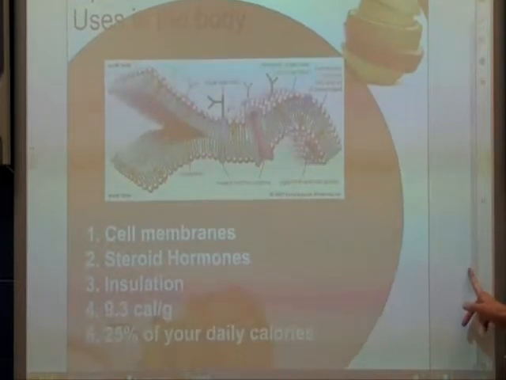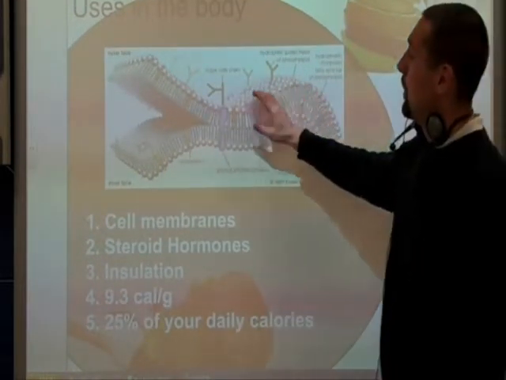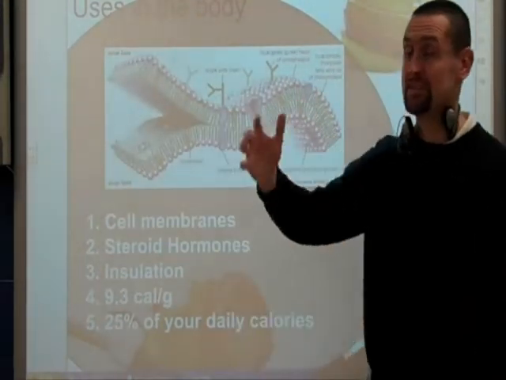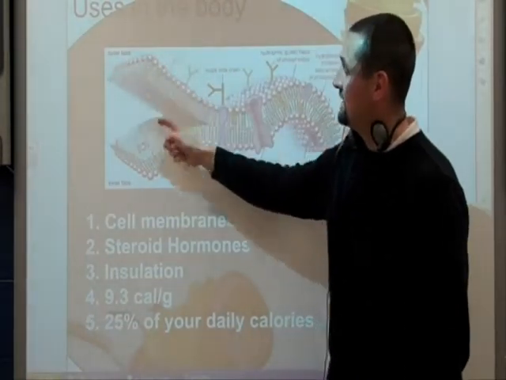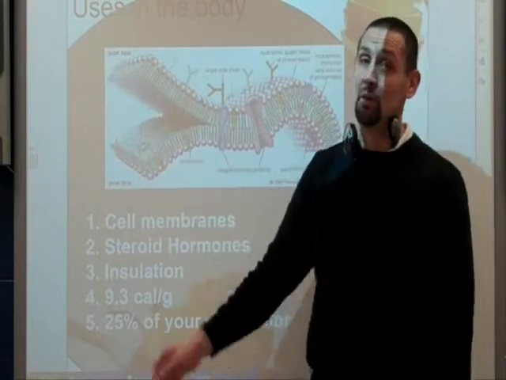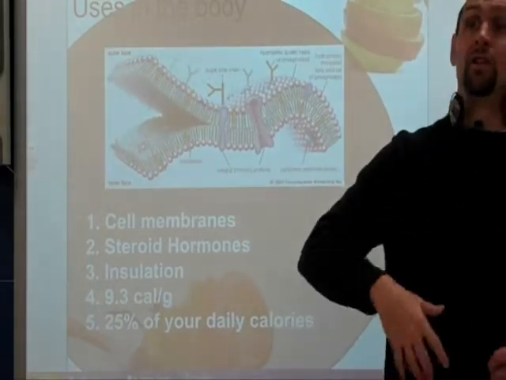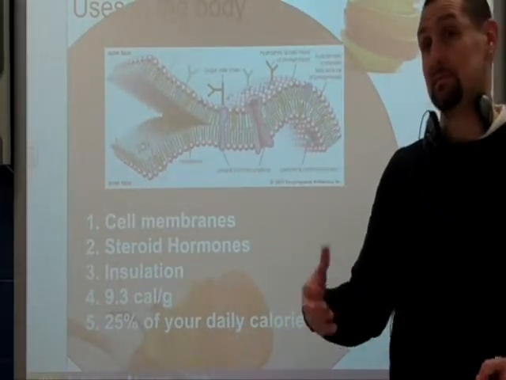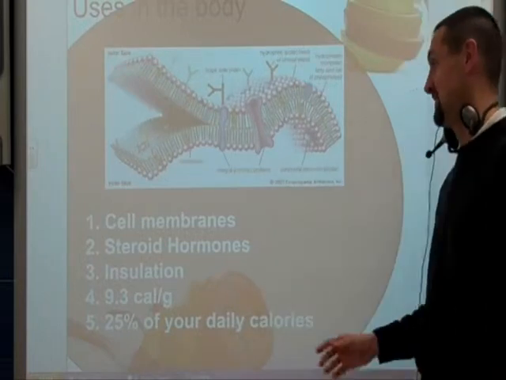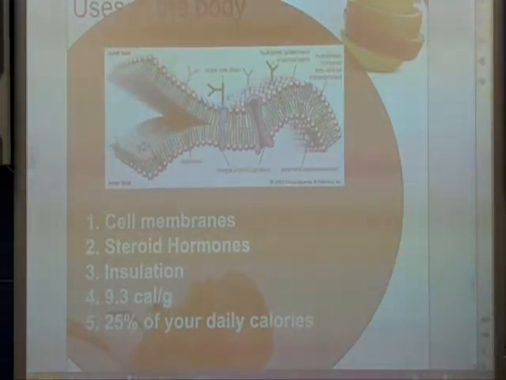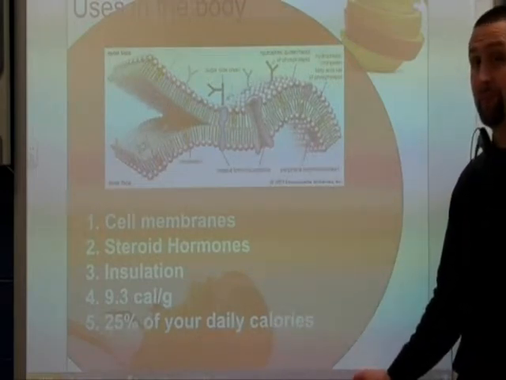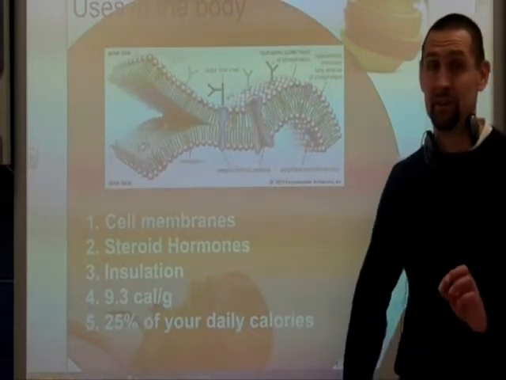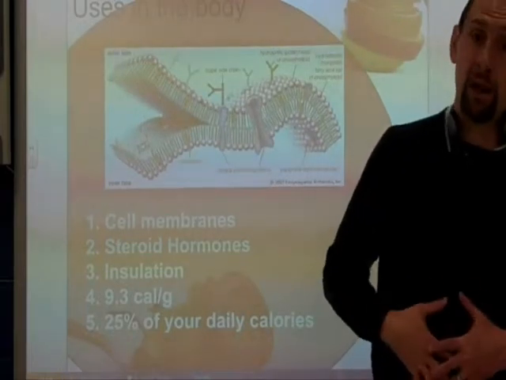One of the uses is for cell membranes. Take a look at this. All the membranes that surround your cells are a lipid bilayer. This is a layer of lipid chain. This is a layer of lipid chain. Without any lipids in your body, your cells wouldn't be able to stay together. You would be dead. So we definitely need some lipids for cell membranes. We also need them for steroid hormones, which can be kind of an interesting problem for particularly female athletes with low body fat.